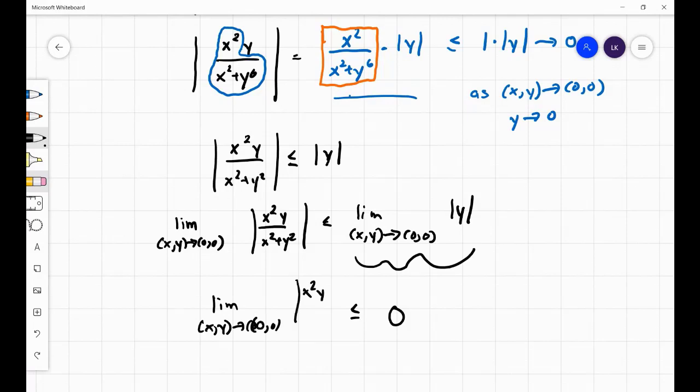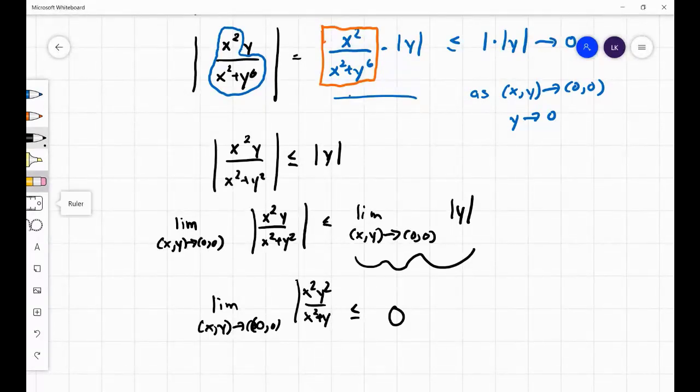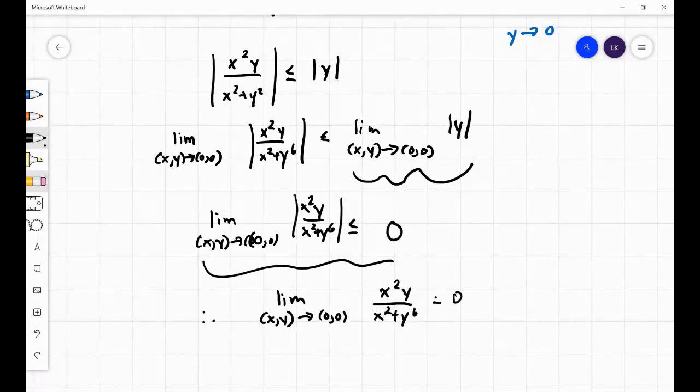Okay. Okay, all sorts of little mistakes here. All right. Because what this is telling us is that the limit of our function is somewhere between 0 and 0, right? So it must be 0. Okay, so the limit exists, and we're done.